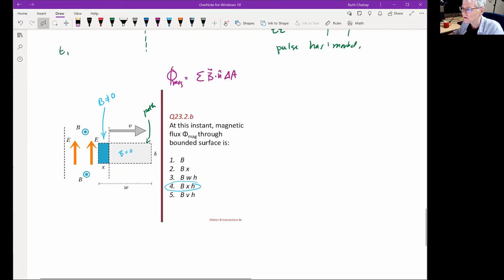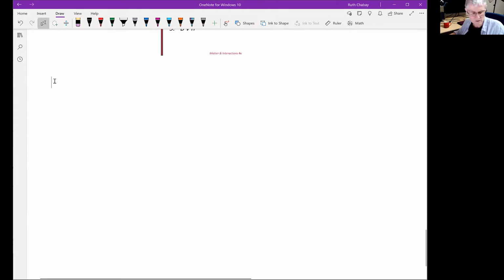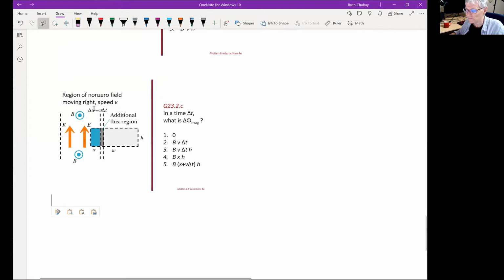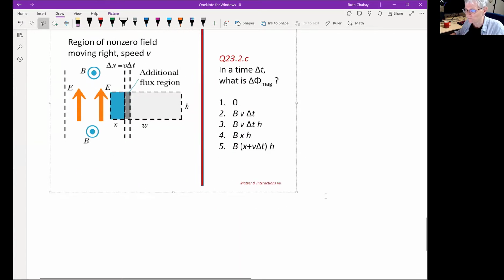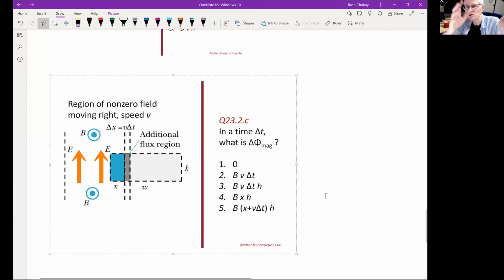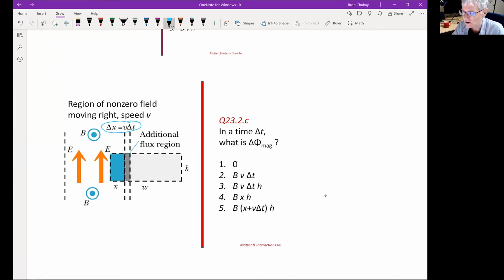Okay, now at a slightly later time, so here's our time t2, and what's happened here is that this pulse has moved over to the right a short distance, so delta x is the distance it's moved, and of course that distance delta x is just equal to the speed times our time delta t, the time between our two measurements here, right?